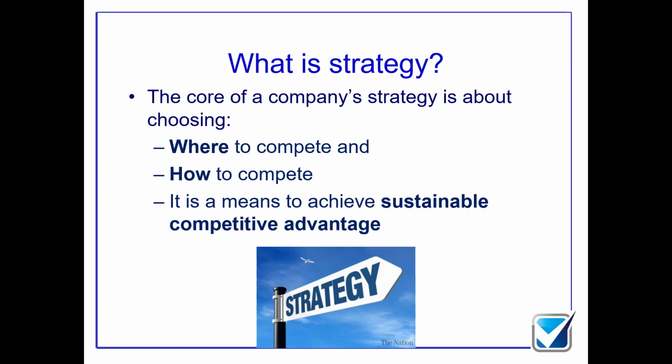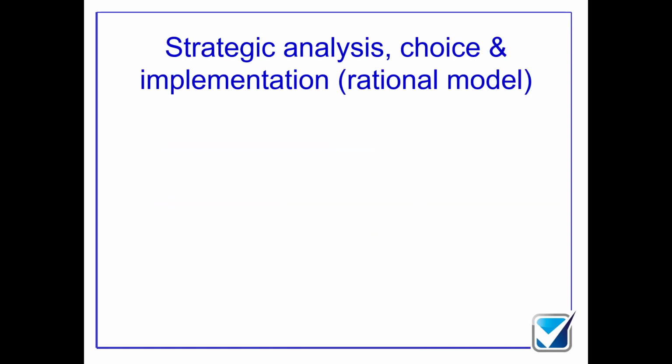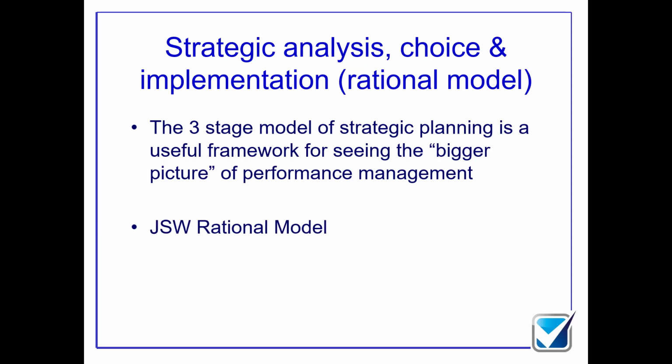Well, that's all well and good, but how do we get to the stage of actually having a strategy and then getting it into place? Well, what we have is what's known as a three-stage model of strategic planning, which is known as the JSW Rational Model. It's called the JSW model after the three different management theorists that came up with the model, Johnson, Scholes, and Whittington. And these three guys came together and formed what we call the Rational Model. This is the first step when we start thinking about strategic planning. And it's the most wonderfully simple idea to have three different steps in our strategic planning.